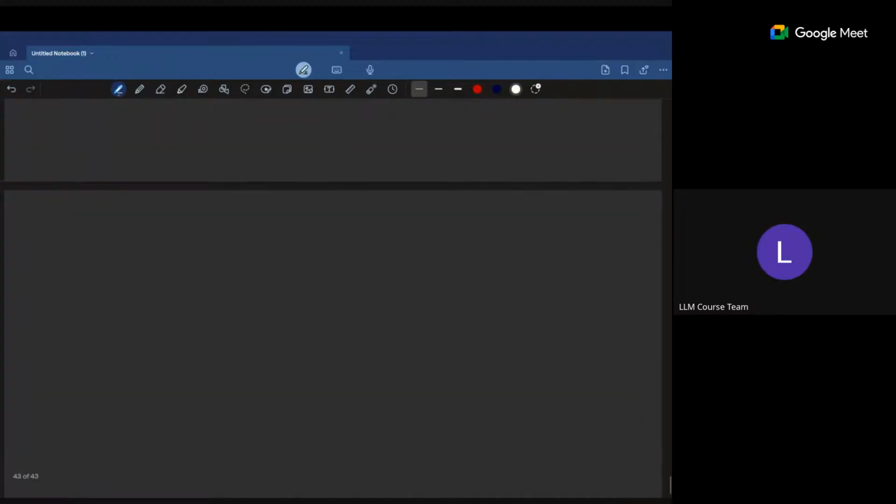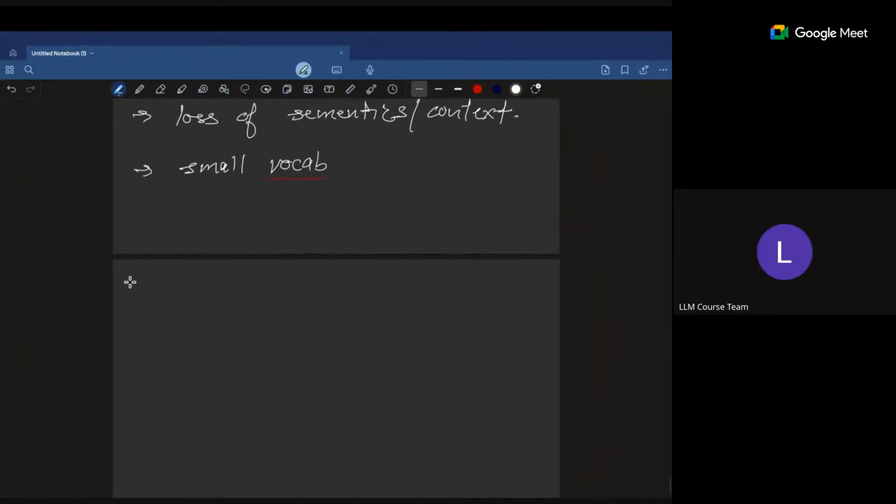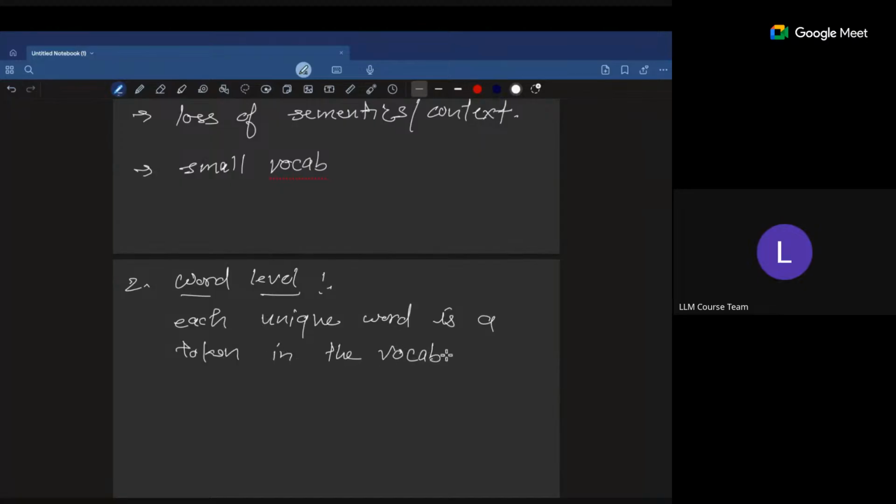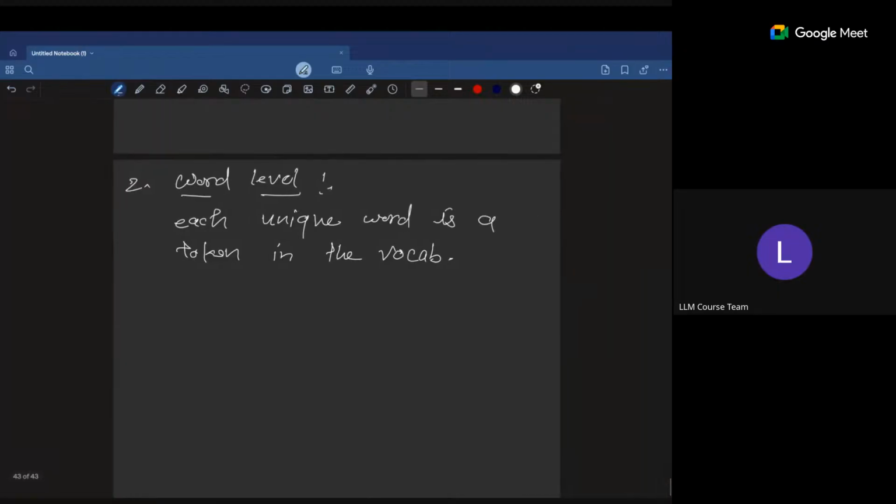Next we have word level tokenizers. Again, the name suggests what it means. Let's say each different word becomes a token, right? So in English, you have a corpus, and each unique word is a token in the vocab, right? Okay, now here we have the context because a word has some meaning, but it also has some issues.